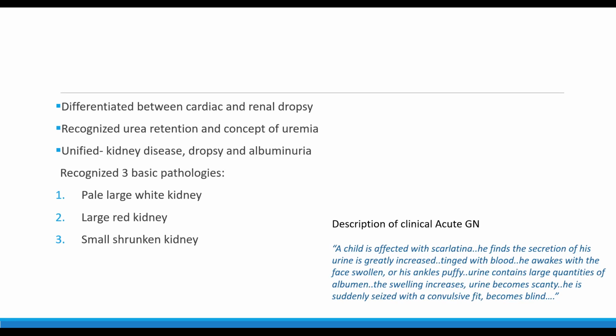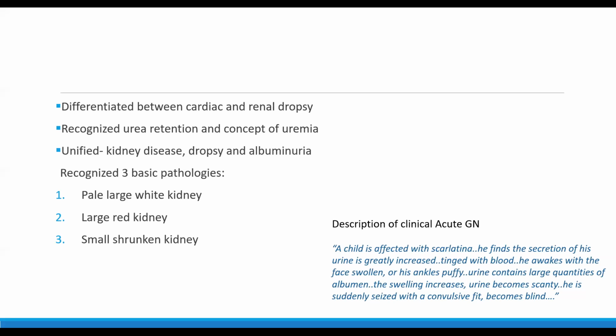He conducted post-mortem examination of these patients with dropsy, and he found that their kidneys were completely granulated. They had a rough, uneven surface, and internally all traces of their natural organization were lost. So he recognized three basic pathologies by gross examination and autopsy: the pale, large white kidney of nephrotic syndrome, the large red kidney of acute glomerular nephritis, and a small shrunken kidney of chronic glomerular nephritis.